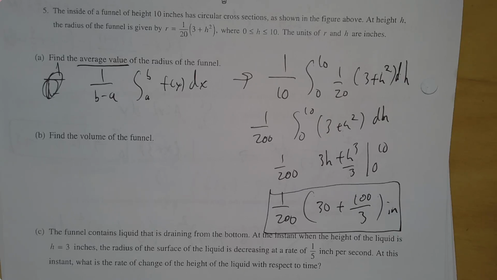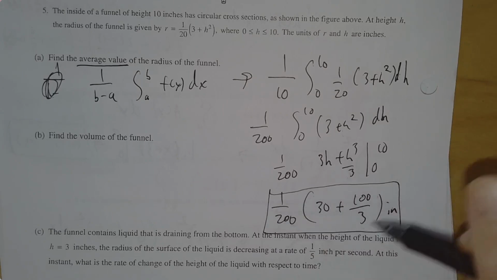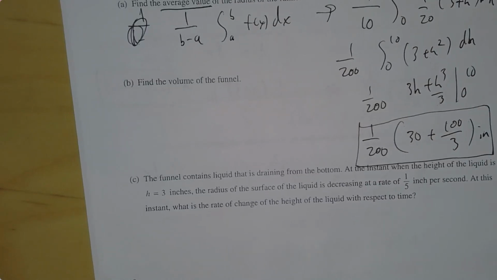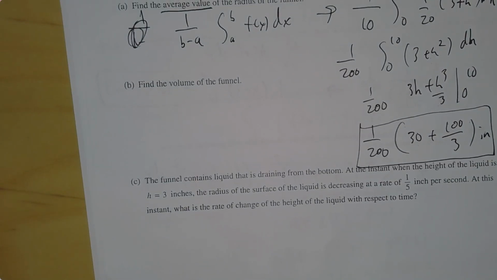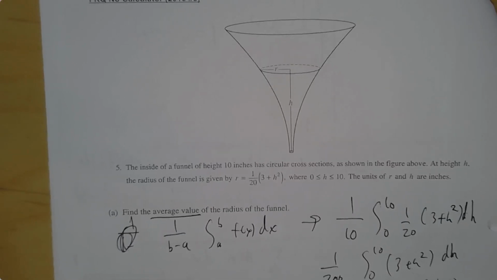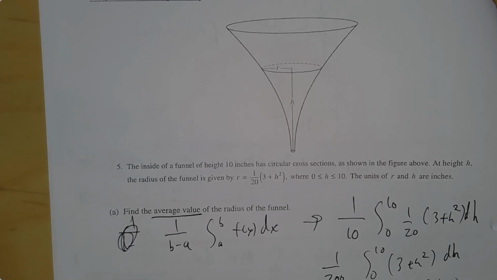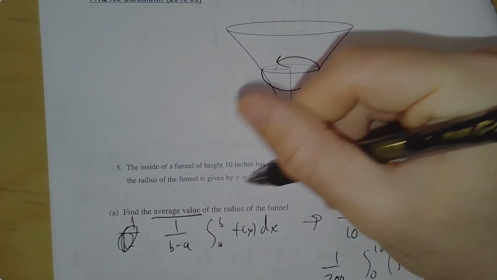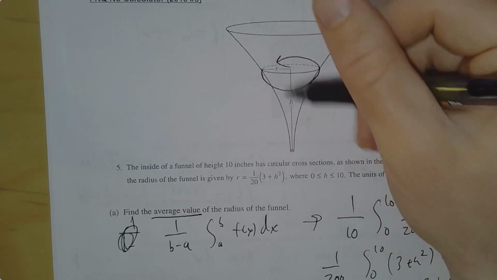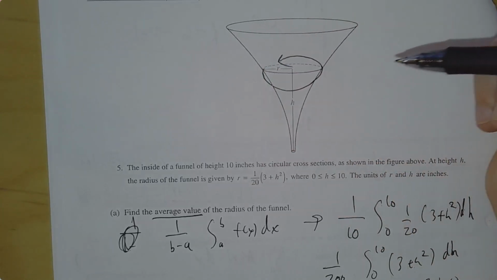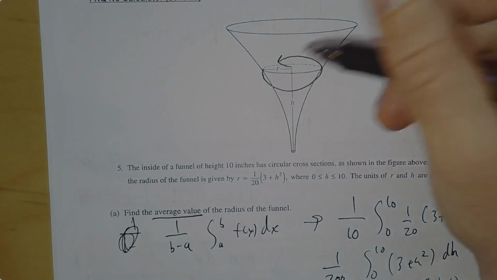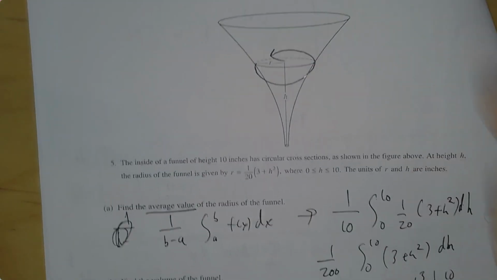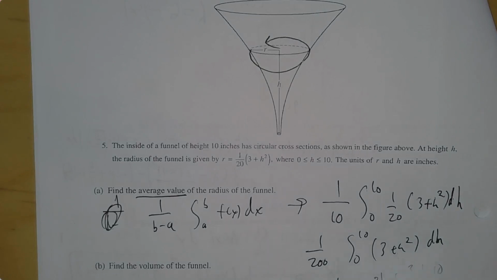Okay. So again, don't simplify. Don't be tempted. Just leave it. Don't touch it. B. Find the volume of the funnel. Okay. Well, you can see here, this is going to be a disk method because we're just rotating this around like this, right? And I have my radius written in terms of h. So I am just going to do the disk method on that. Again, I need some more space for this though. Alright, here we go.